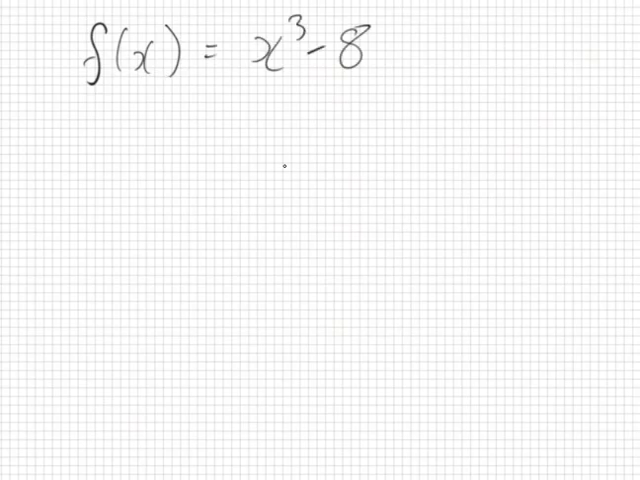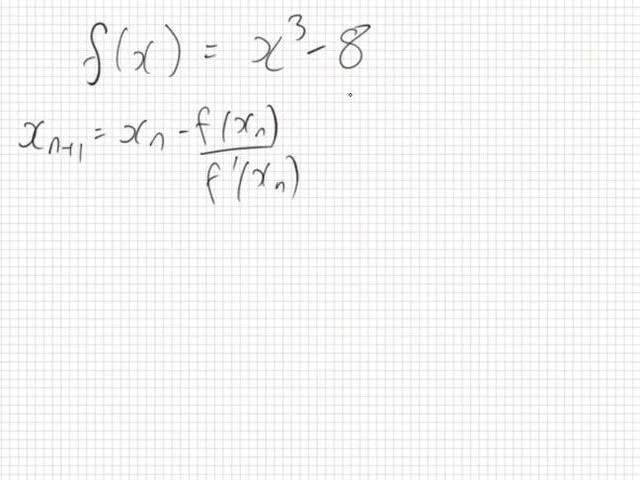So let's say f(x) equals x cubed minus 8. Now what some people like to do before they start this is to simplify the formula. So the formula is x_(n+1) equals x_n minus f(x_n) over f derivative x_n. So that would be x_n minus x cubed minus 8 all over 3x squared, n and n.